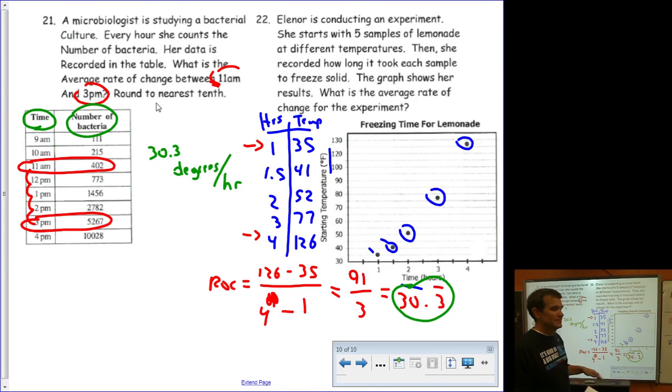Let me say that again. Every time the temperature goes up 30 degrees, it takes 1 more hour for the lemonade to freeze. That is what that would mean. For each 30 degrees the temperature goes up, it takes 1 more hour to freeze. All right? Hope that helps.